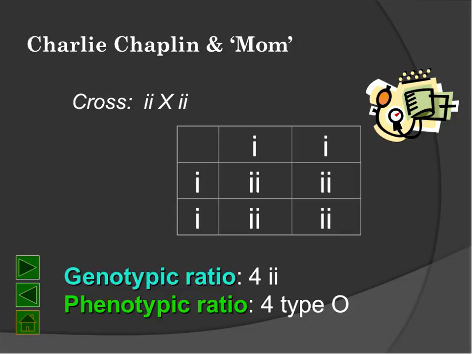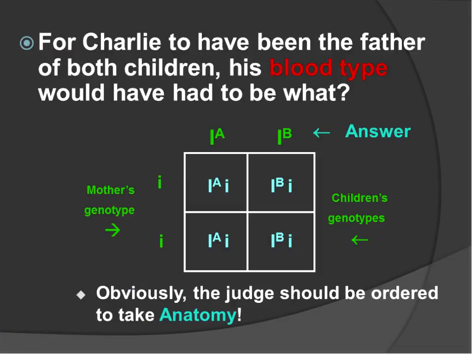So the only type of blood children that these two, Charlie, could have with this mom would be type O blood. But one of the kids was A and one of the kids was B. So I would have to say this judge was not correct. Let's just take a look here.